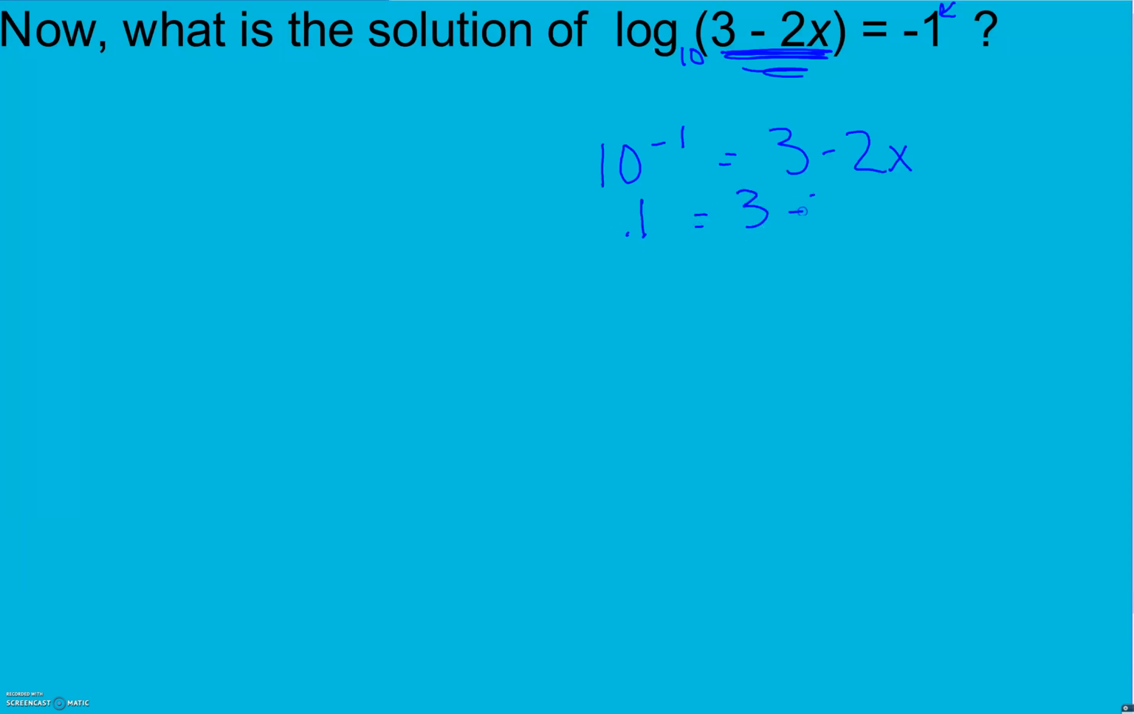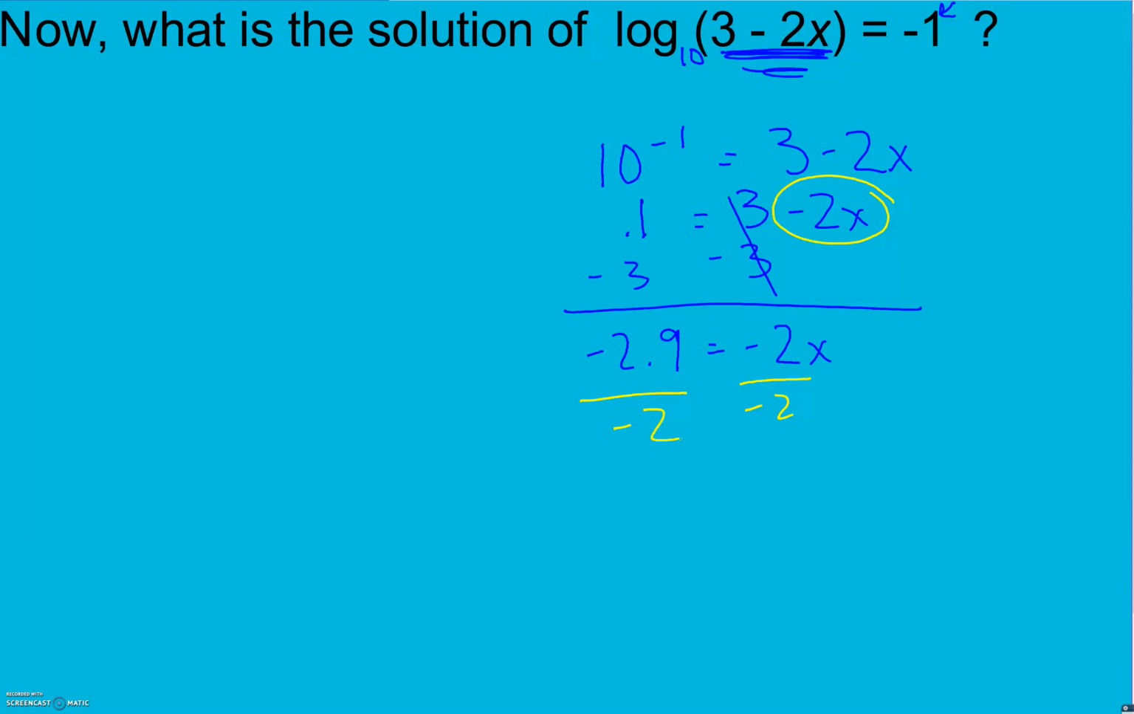equals 3 minus 2x. Subtract 3, negative 2.9 equals negative 2x. Don't forget here that the sign goes with the number, so it's a negative 2x. Divide by negative 2, and we get 1.45 equals x.